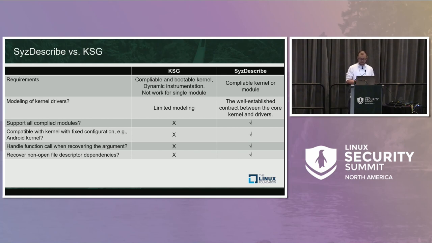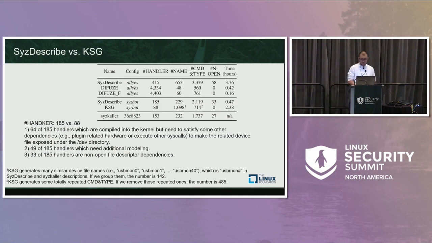Another limitation of the dynamic solution is that it does not support all compiled modules, which requires additional dependencies. For example, we need to plug in some related hardware, and then the kernel module's device file would appear under /dev. Dynamic instrumentation also means that KSG cannot directly work on a kernel with some fixed configuration, for example, the Android kernel. The lack of inter-procedural analysis makes KSG have a lot of false negatives when recovering command values and argument types. So we can say that in the Syzbot configuration, SysDescribe can recover 185 syscall handlers, while KSG only recovers 88 syscall handlers. The reason more syscall handlers are found by SysDescribe belongs to the reasons we just mentioned.